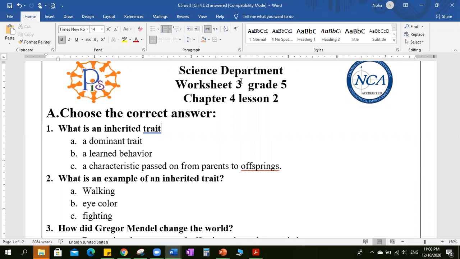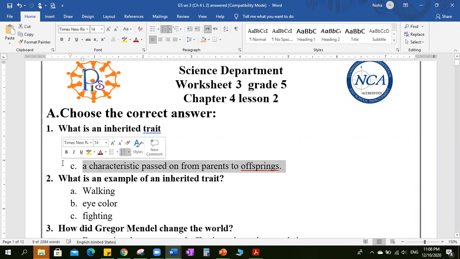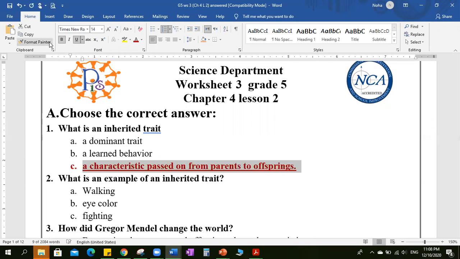And you guys know that inherited means something we got from our parents. So when I say inherited trait, it means features or characteristics. Sometimes they are behaviors that we get from our parents. So it will be C, characteristics or features passed to us from our parents.